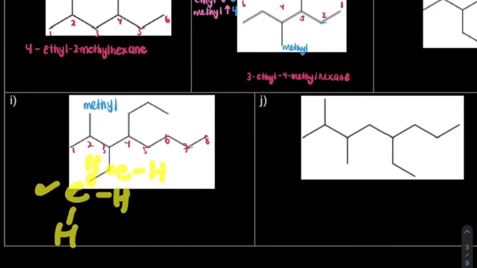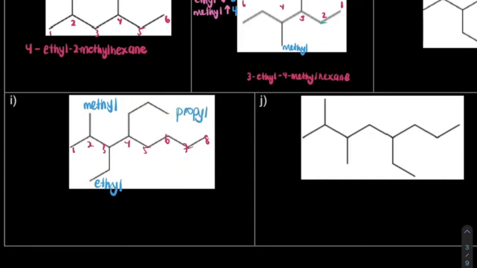Now let's name the substituents. Here there is 1 carbon, so this is methyl. Here I have 2 carbon, so it has CH2, CH3, which is my ethyl. How about the last one? There are 1, 2, 3 carbons, so if 3 carbons, it is propyl. Let's name it. The name is octane.